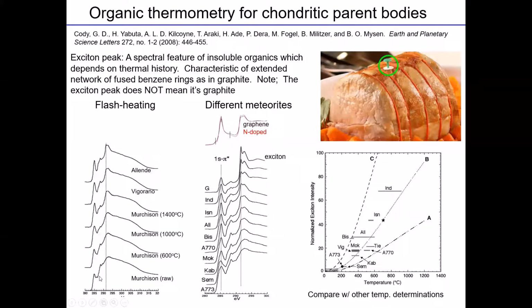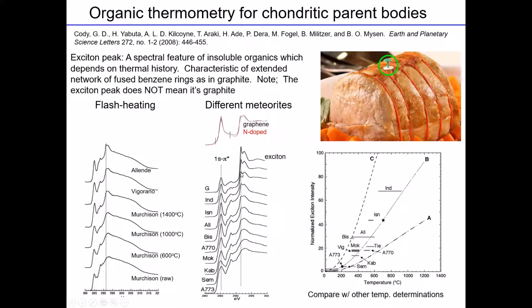So here we see the XANES spectrum of organics taken from the Murchison meteorite. And then what they did is they flash heated them, and you find that the spectrum changes. And you find that it changes in a way that it looks like you're getting more of this second edge that graphite has, which is the exciton. And if you look at different meteorites, you find that they have different amounts of this.